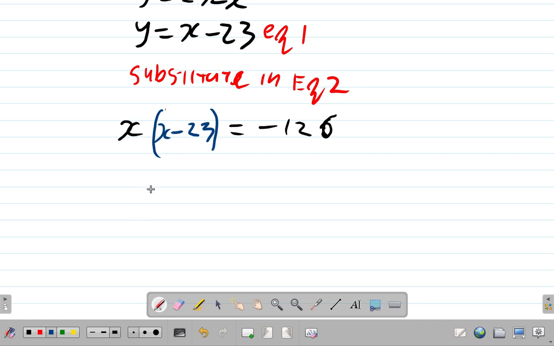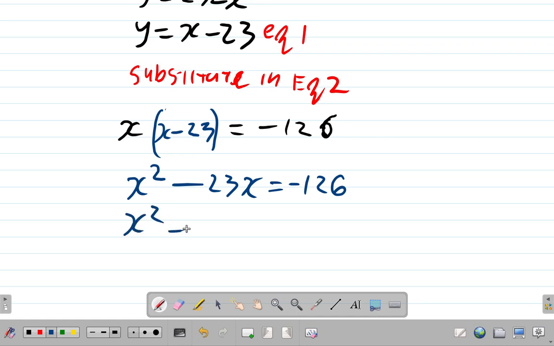So what we do is say x multiplied by x gives you x squared, minus x multiplied by negative 23 will give you 23x. So it's x squared minus 23x equals negative 126. Add 126 to both sides, so x squared minus 23x plus 126 equals 0. So that's what we have there.